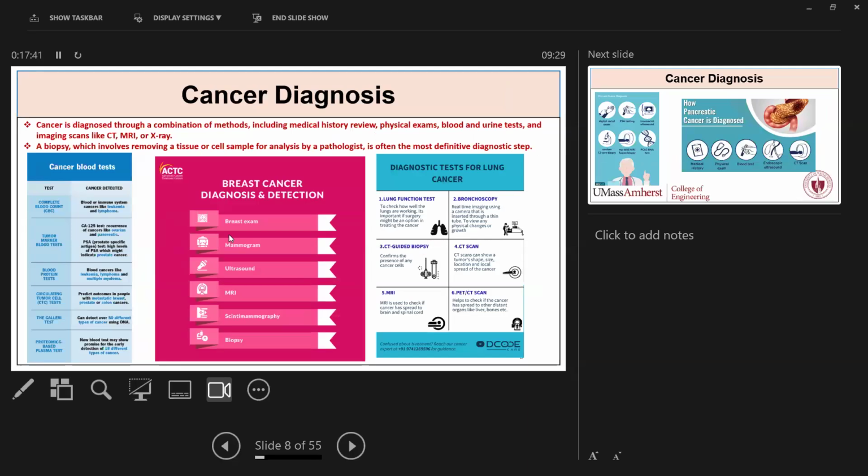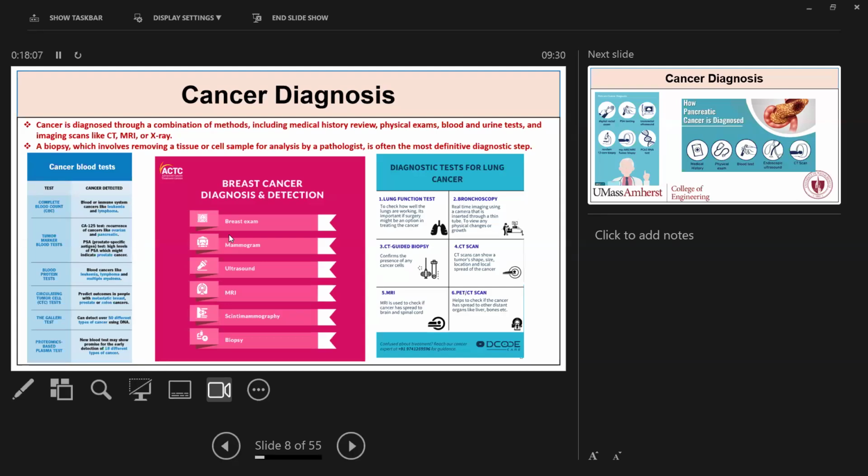So cancer is diagnosed through a combination of methods, including medical history review, physical exams, blood and urine tests, and imaging scans like CT, MRI, or X-ray. Like our previous speaker mentioned, a lot of X-ray work. So cancer can be diagnosed with a combination of these methods and also biopsy, right?